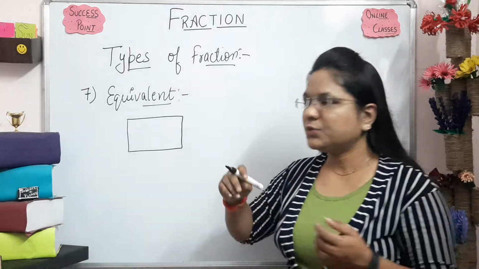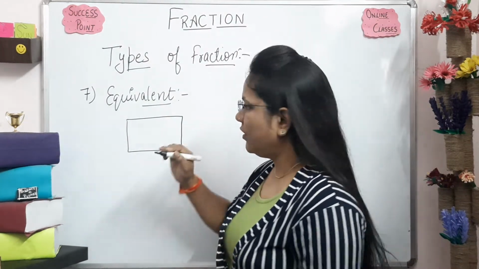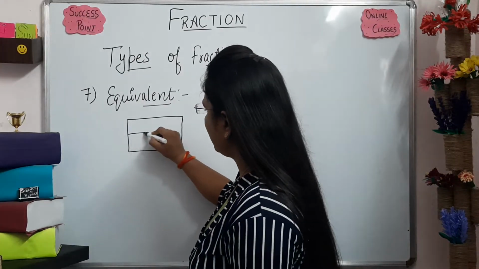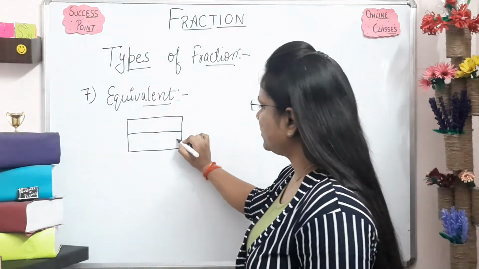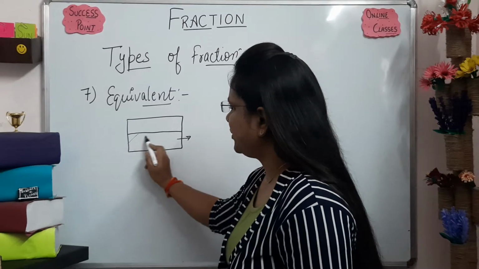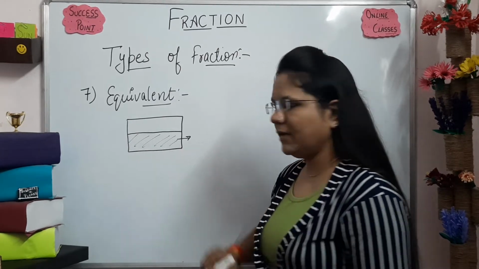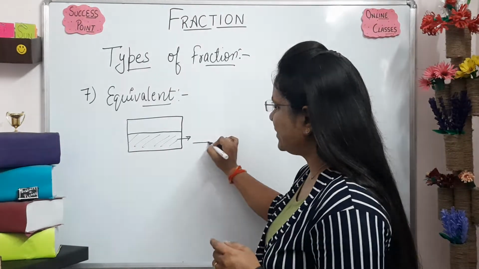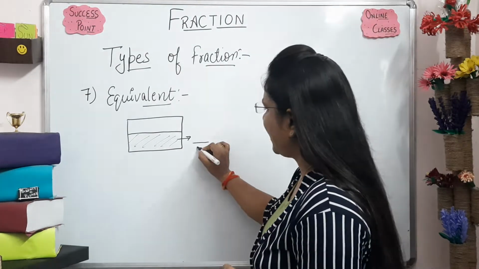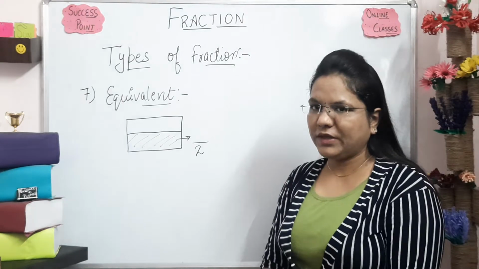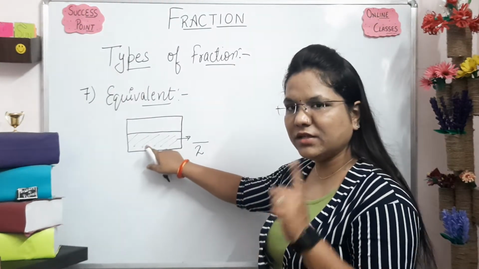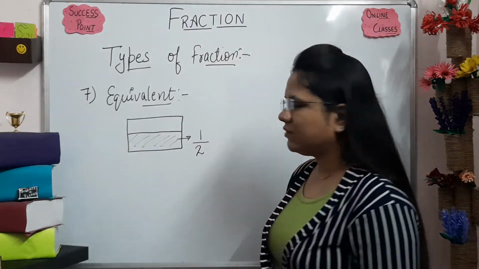Okay, so suppose this is our chocolate. We want to divide this chocolate between two persons. It will be like this. What is the fraction for this shaded chocolate? Let's write first. Total, we have to write total 2. How many parts are shaded? 1. So we can write 1 by 2.